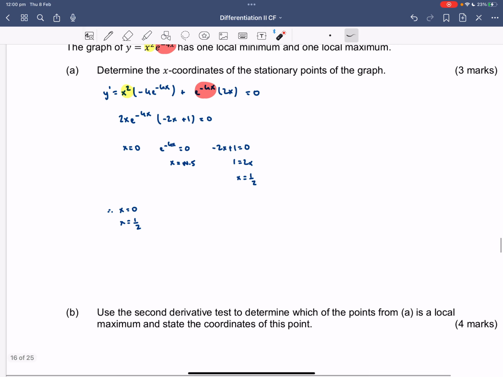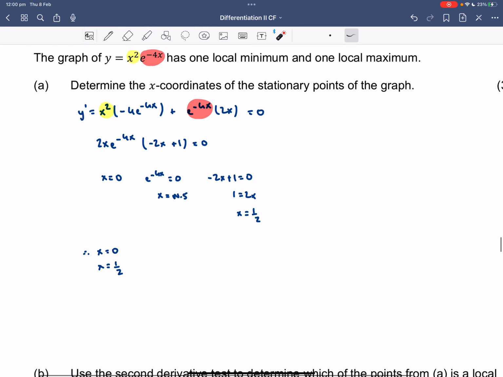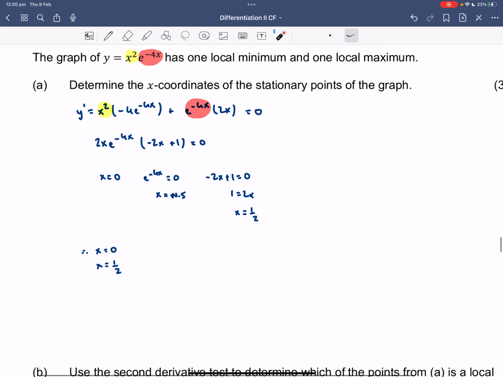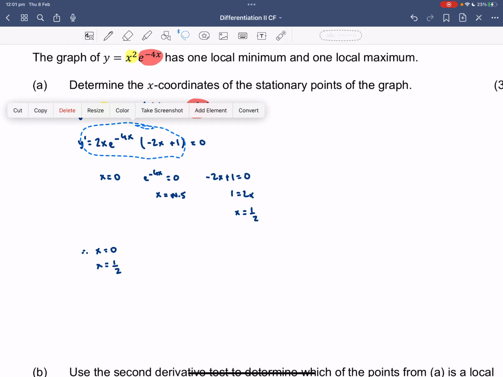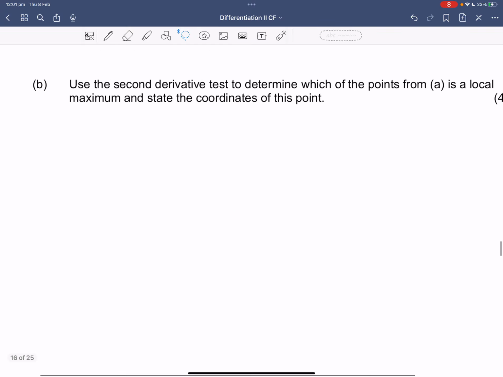All right, it says use the second derivative test to determine which of the points is a maximum and state the coordinates of this point. Okay, we have to find out which one is the max. Alrighty, and it says use the second derivative. So first of all, I hope everyone realized that we did have a nice simplified expression for the first derivative. Okay, there's a bit of a learning point in this. We did have a nice simplified expression for the first derivative.